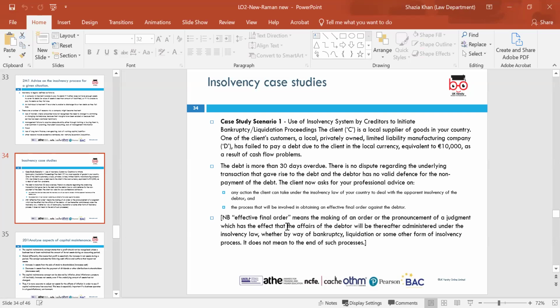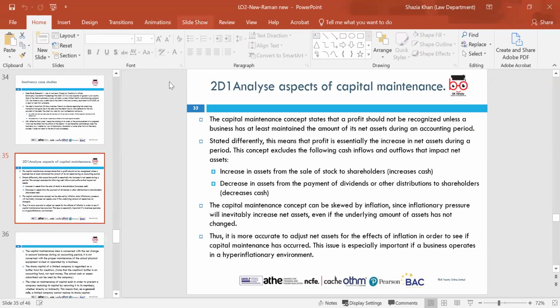You need to note that an effective final order means the making of an order or the pronouncement of a judgment which has the effect that the affairs of the debtor will thereafter be administered under insolvency law, whether by a bankruptcy, liquidation, or other form of insolvency process. So this is an example of a case study that you will need to look at when it comes to your assignment. The next part is looking at 2D1, which is aspects of capital maintenance and what that actually involves.